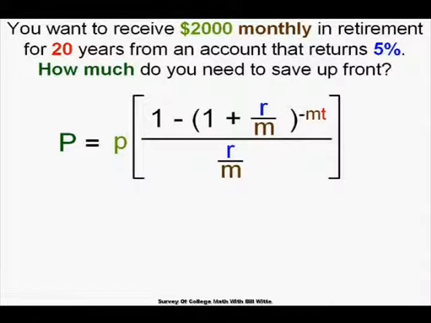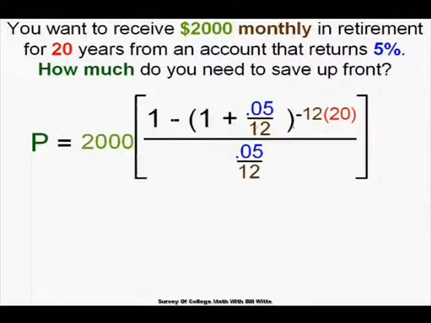The question is, what present value do I have to have now? How much do I need to save up front and put in the bank so that I can start making those payments to myself and not run out of money? Now, let me put the amounts in. Notice that the $2,000 is the monthly payment. I put in the 5%, the 20 years for time, and the 12 for the monthly payments.